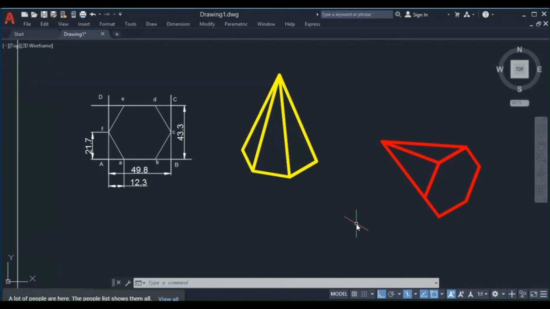Draw the isometric view of a cone with a 50 mm diameter as base circle and 70 mm axis height.